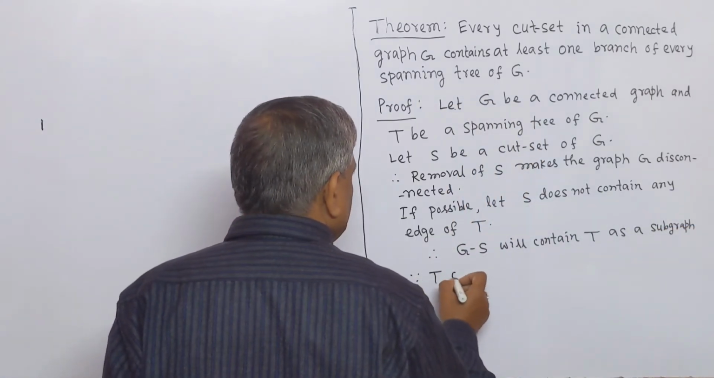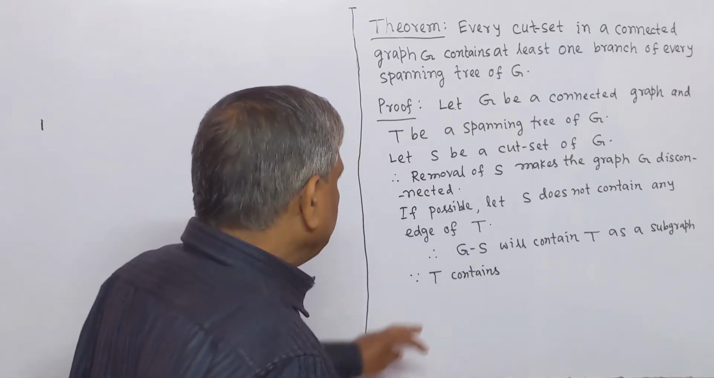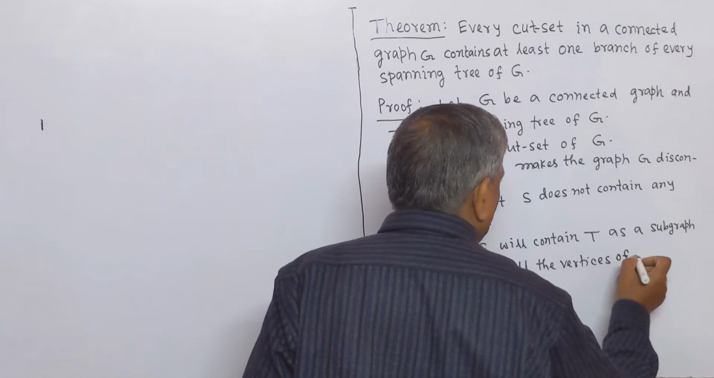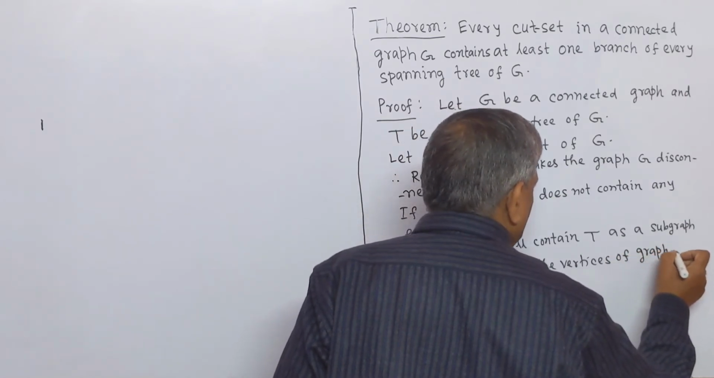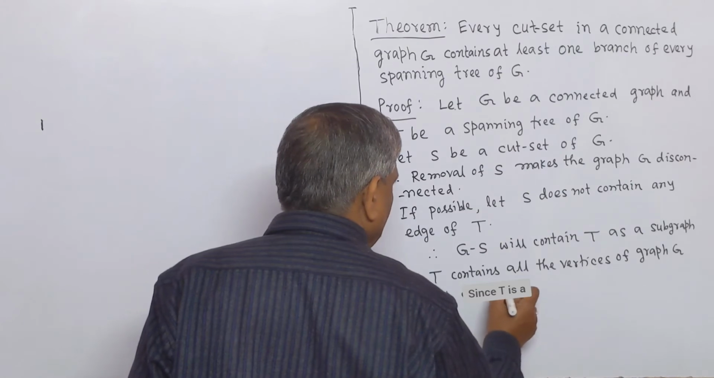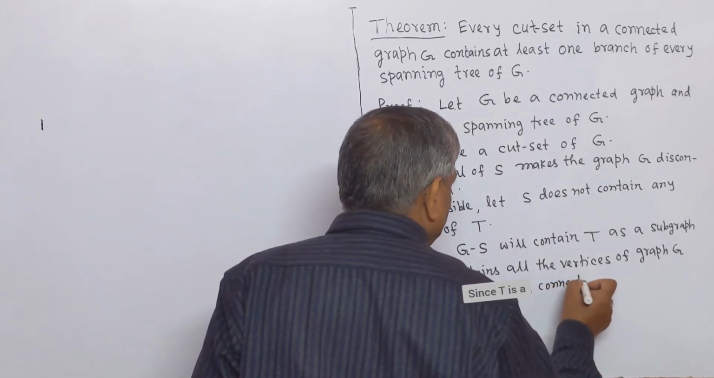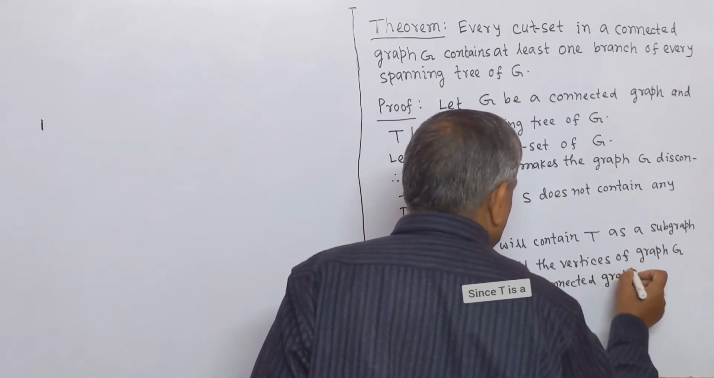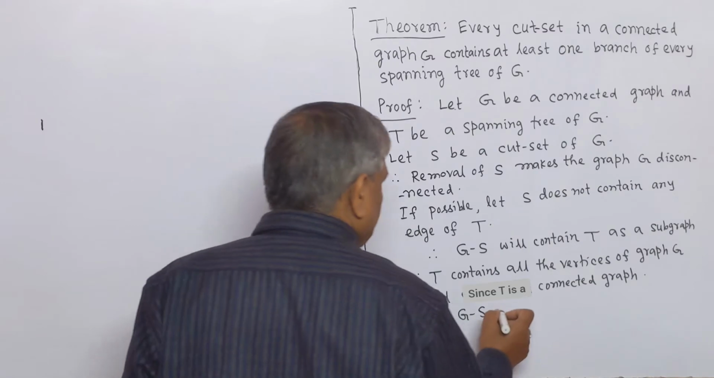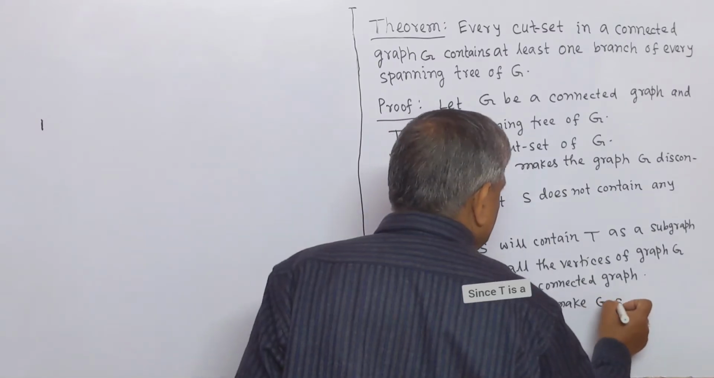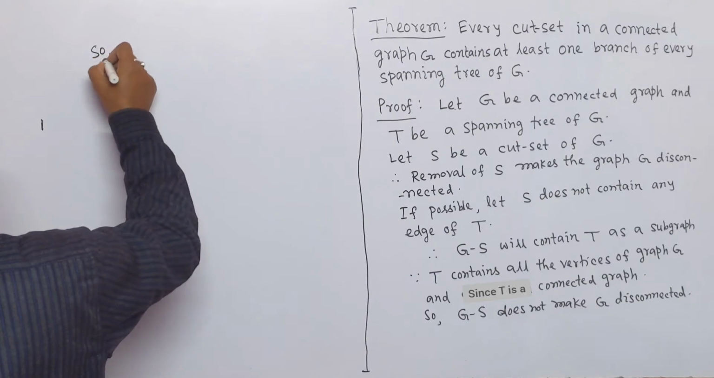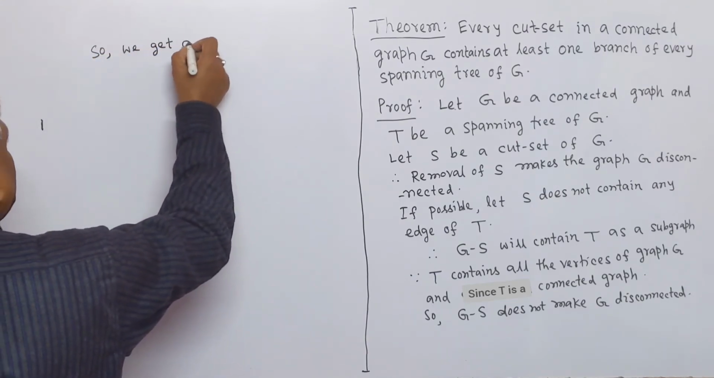Since T is a spanning tree, T contains all the vertices of graph G, and since T is a connected graph, G minus S does not make G disconnected. So we get a contradiction.